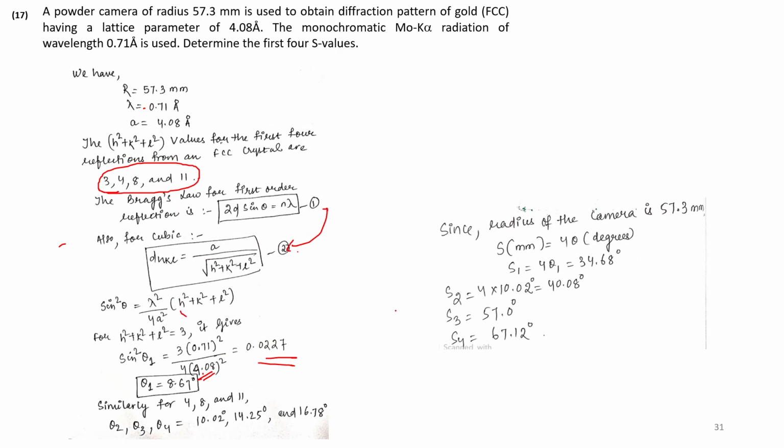Since the radius of the camera is 57 millimeter, S in millimeter will be 4 theta. So S1 will be 4 theta 1, which is 34 degrees. Similarly, S2 will be 4 into theta 2, you will get it. Similarly, theta 3 and theta 4. So substitute all the values first. This is the basic formula. From there you calculate theta 1, theta 2, theta 3, theta 4. If you get the theta values, then calculating the S values is very simple.